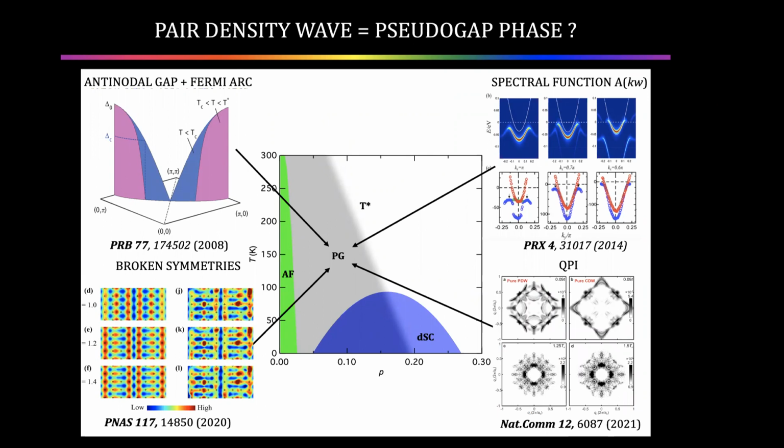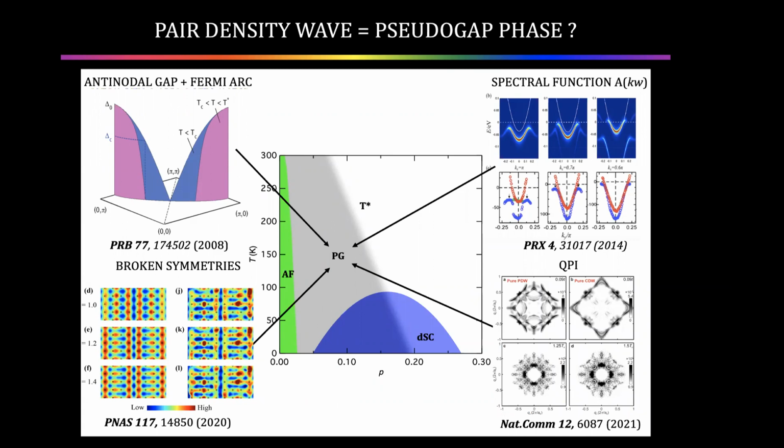Everyone knows that there's a gap in the antinodal regions and no gap near the node in the pseudo-gap regime. But of course, the gap structure for a bare density wave is exactly like that. That's precisely what it's supposed to be like. It should be particle-hole symmetric, but the photoemission colleagues can't detect whether that's true. Although Peter Johnson would say it is.